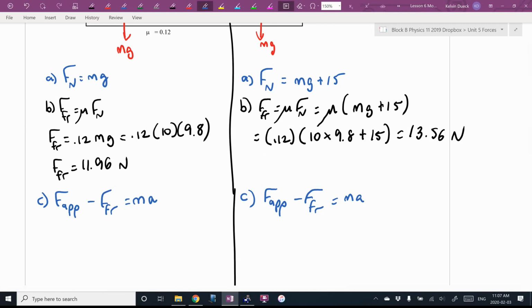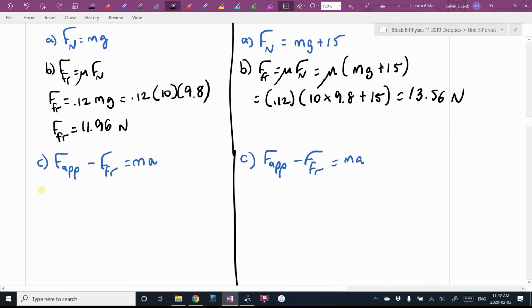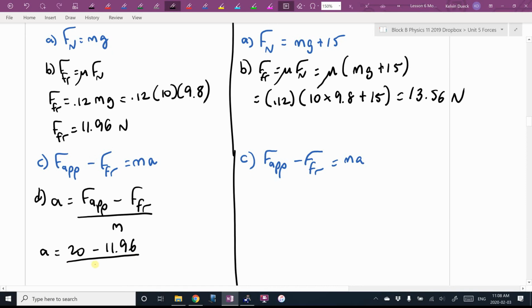Serenity, what does D want me to find? How would I get the A by itself? What's the M doing to the A? Adding, subtracting, multiplying, or dividing? So if I hear you correctly, and I think I do, you're telling me A is going to be F applied minus friction all over M. I divided by M, and I also put the A equals on the left-hand side because that's our preference. Okay, F applied 20 minus 11.96 divided by 10.